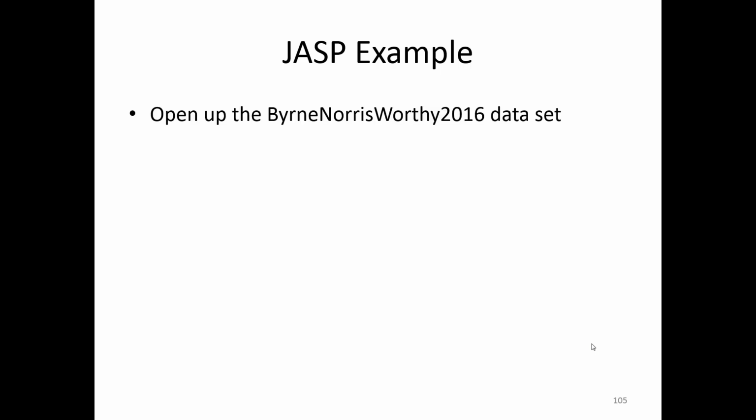So now let's move to a JASP example. We'll do a JASP example and then an R example, and then that'll be it for today. So open up the Byrne, Norris, Worthy data set in JASP.